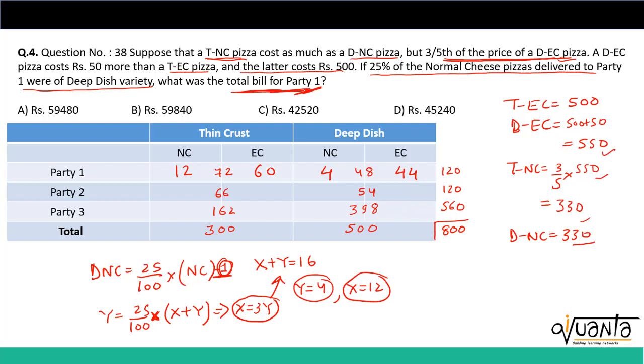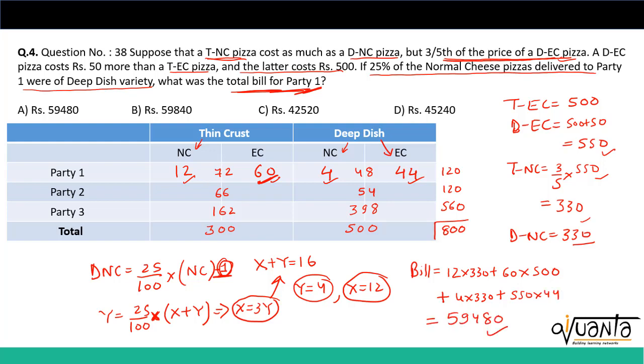Now we have all the costs. We have all the numbers of pizzas that were ordered by party 1. So the bill will be 12 pieces of TNC, TNC is 330, plus 60 pieces of TEC, TEC is 500, plus 4 pieces of DNC, DNC is 330, so 4 into 330, plus 44 pieces of DEC. DEC costs 550 and 44 pieces. So this gives us around 59480, which is option A.